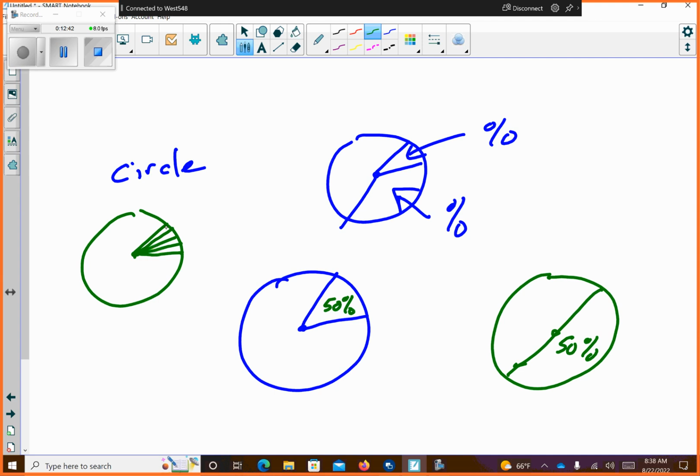A lot of times they might say, this region is square, so square represents this. This region is triangle, so triangle represents this. This region is, say, rectangle. So you might have some sort of little key down below it. But again, in a circle graph, you want them to be as percentages.